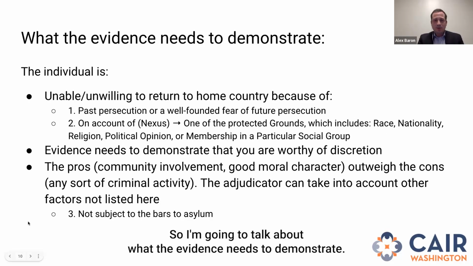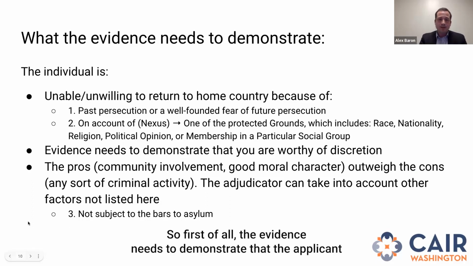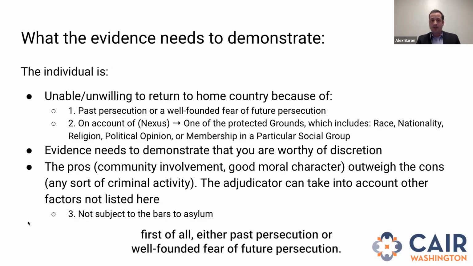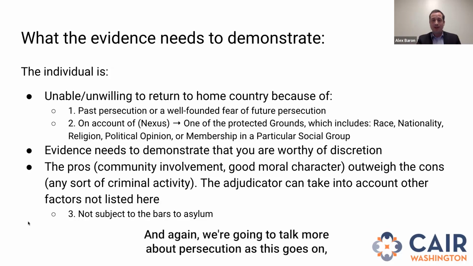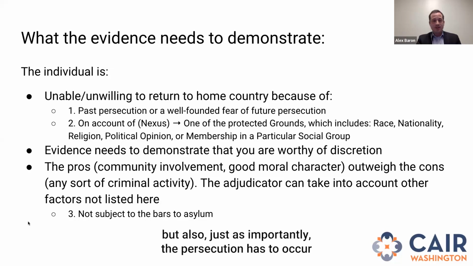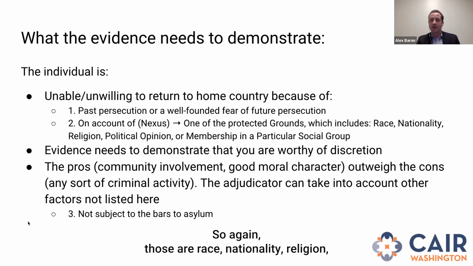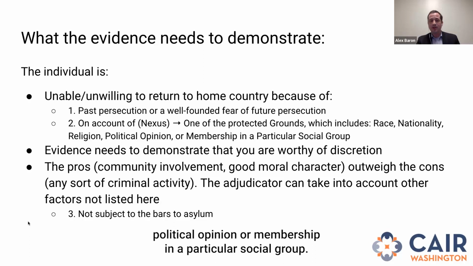So I'm going to talk about what the evidence needs to demonstrate. First of all, the evidence needs to demonstrate that the applicant is unwilling or unable to return to their home country because of either past persecution or well-founded fear of future persecution. And again, we're going to talk more about persecution as this goes on. But also, just as importantly, the persecution has to occur on account of one of the protected grounds that were mentioned in the law. Those are race, nationality, religion, political opinion, or membership in a particular social group.